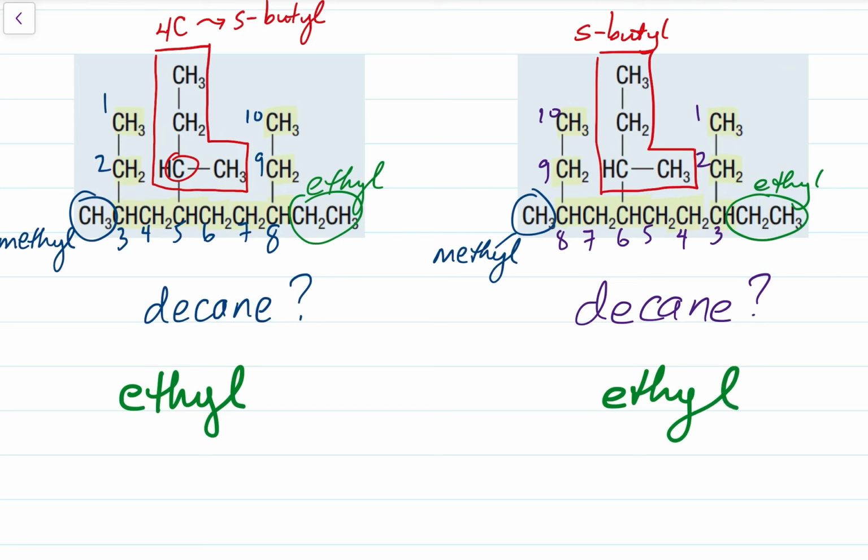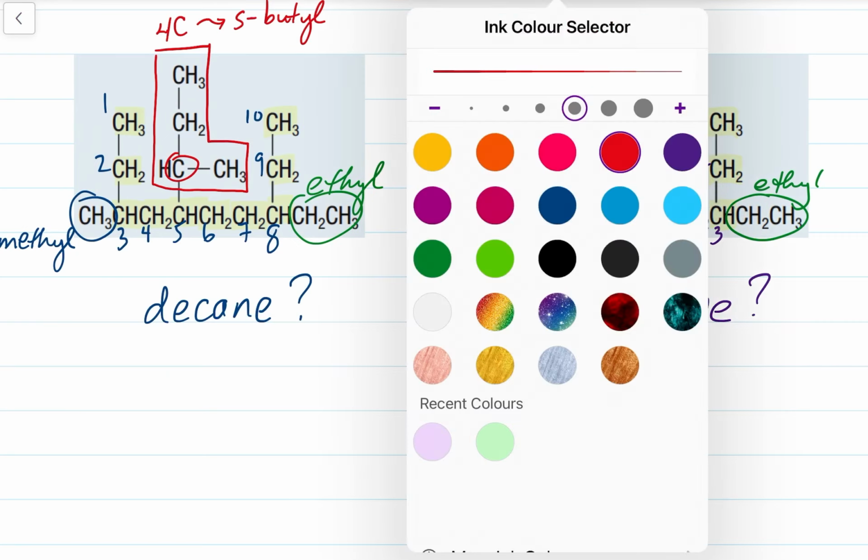Okay, and in this case, it would be a 3-ethyl. And on the left side case, it's going to be an 8-ethyl. Okay, so now we can go side by side and compare and see which combination gives us the lower of the two numbers. Methyl is going to, oh snap, I forgot. Butyl. How did I forget that?